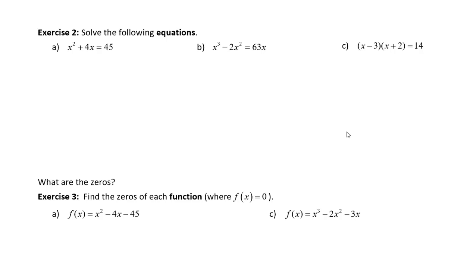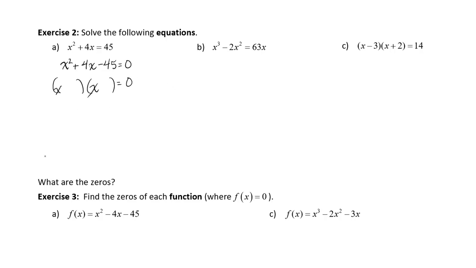Now that we've practiced factoring expressions, let's try solving some equations now that we kind of have a better grasp of the factoring, hopefully. So we have x squared plus 4x equals 45. I need to set that equal to 0, and then I need to factor the trinomial equal to 0.